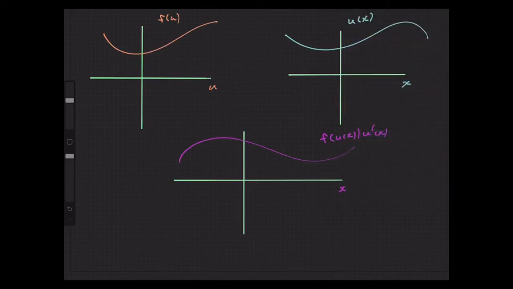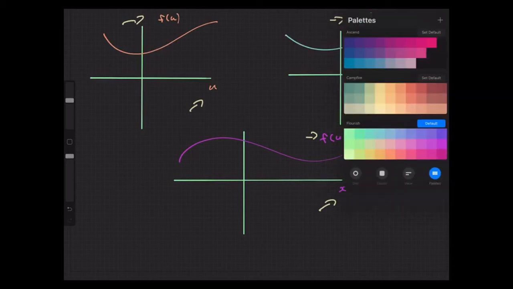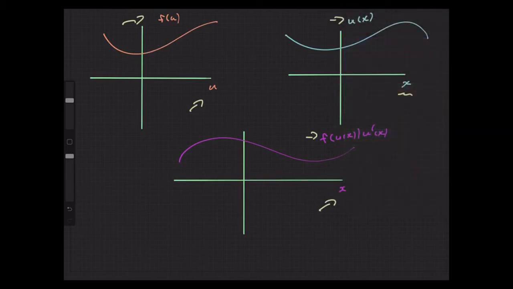Here I have on the horizontal axis x, and on the vertical axis f of u of x times u prime of x. This is the u that I'm going to be doing the substitution with. Here I have on the horizontal axis the x, and here the u of x, because u is a function of x after all. And here I have on the horizontal axis u, and on the vertical axis f. And now I'm going to start thinking about the geometric approach to what's going on with u substitutions.